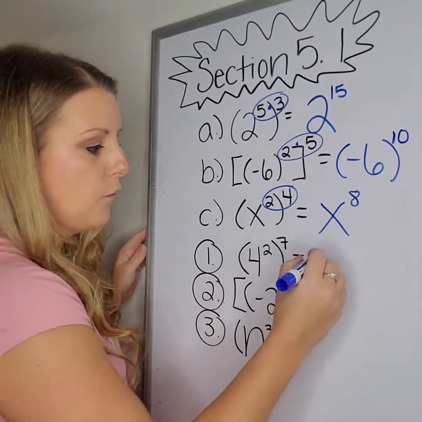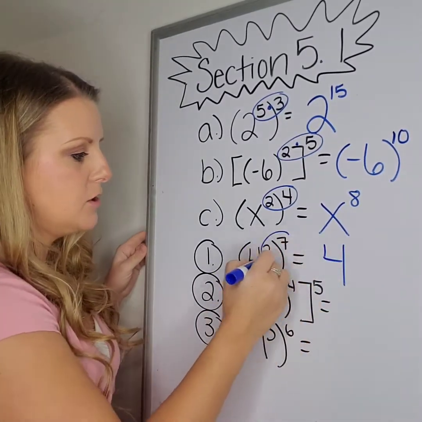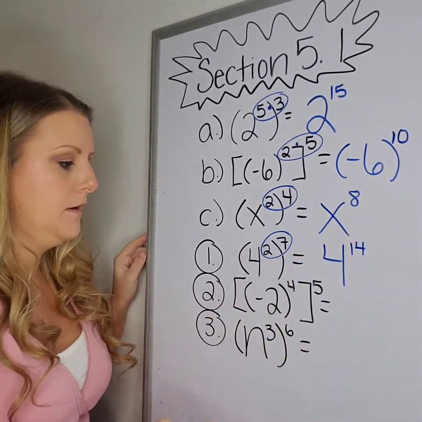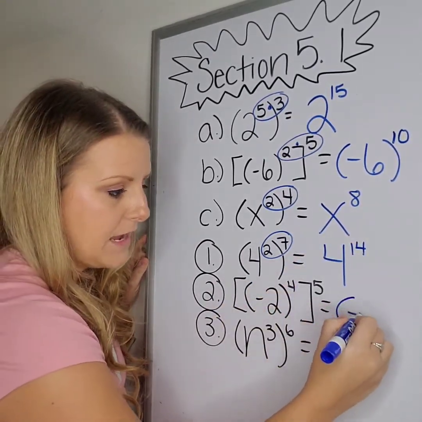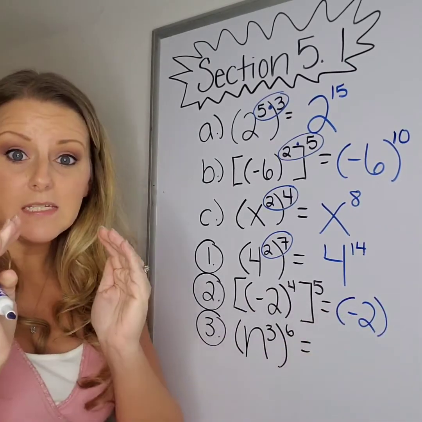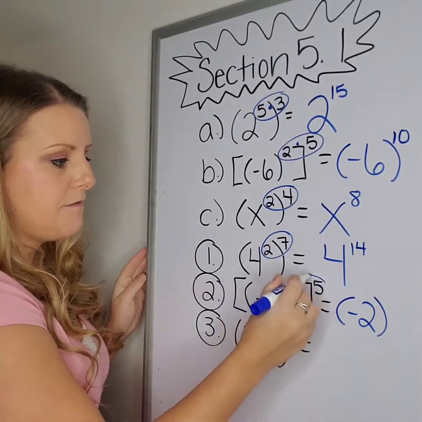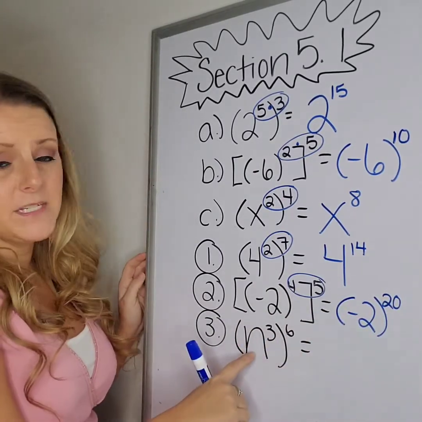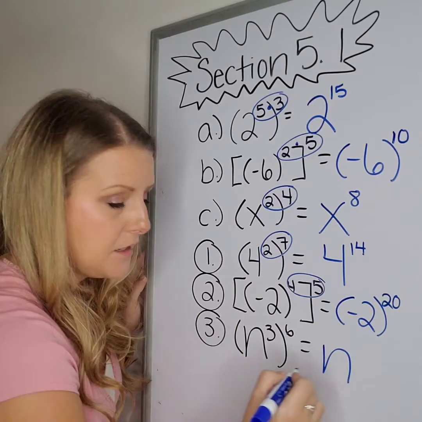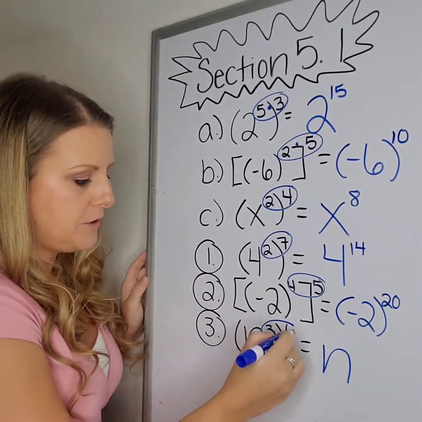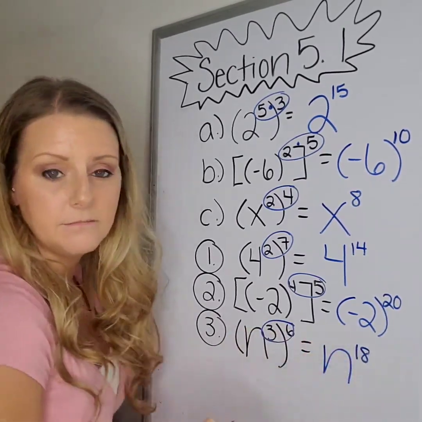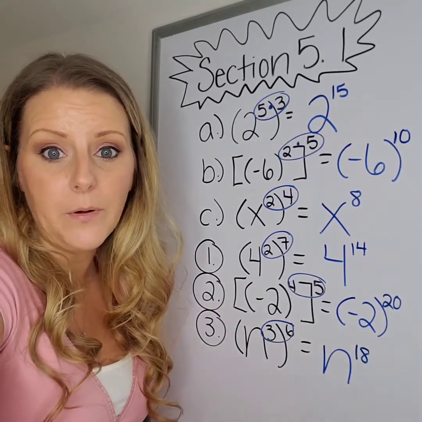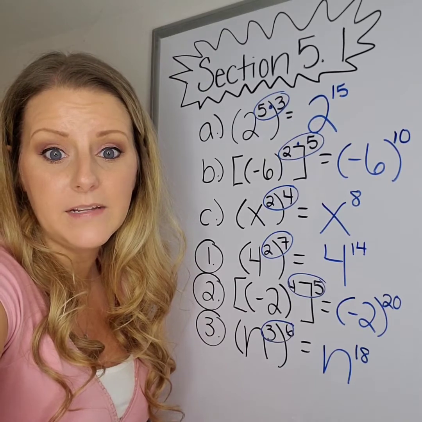So we have the 4, we keep the 4 of a base, and 2 times 7, power to a power, is 14. Again, the negative has to stay wrapped in the parentheses, so the negative 2 stays wrapped, and 4 times 5 is 20. And it works the same way with letters. We keep the base of n the same, and 3 times 6 is 18. And that's it. That's all you're doing. Power to a power, you multiply. I'm going to pause it, and we're going to get on to the next section.